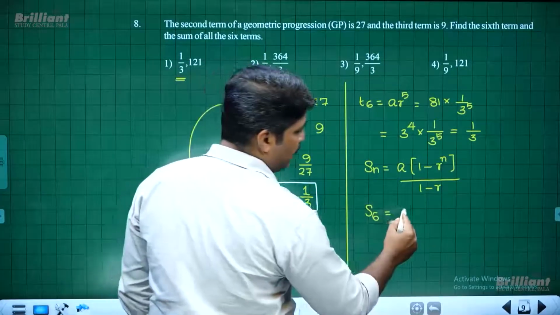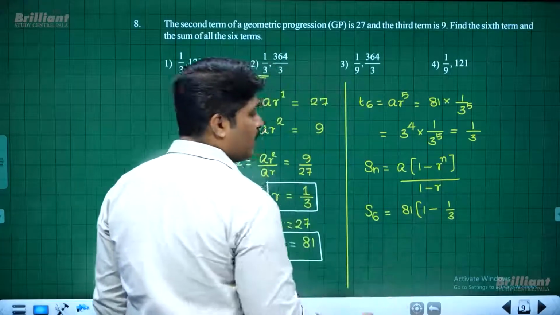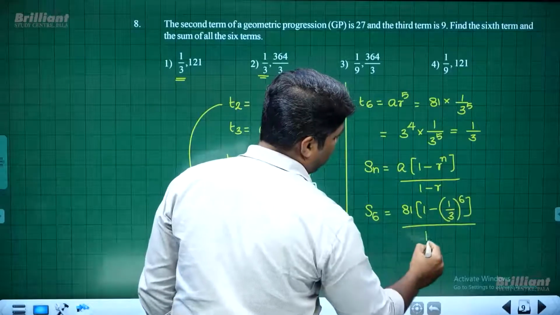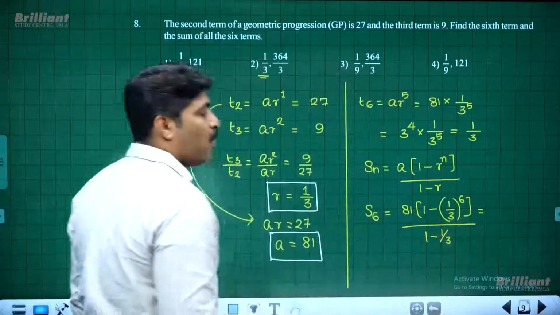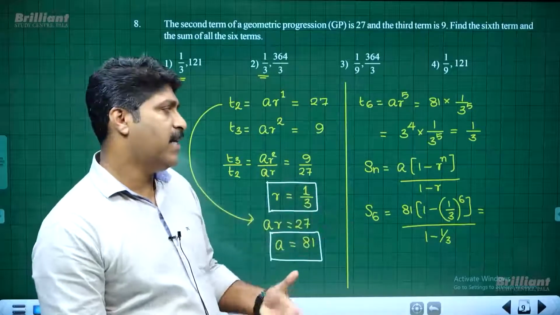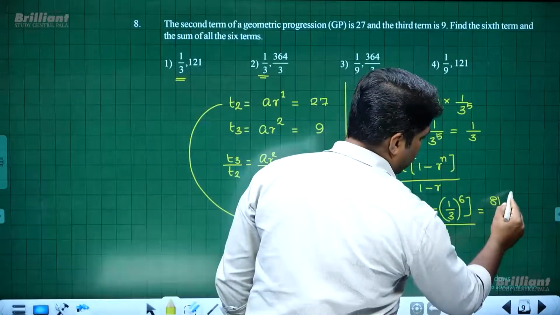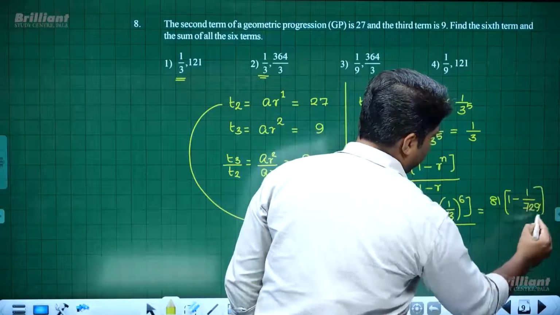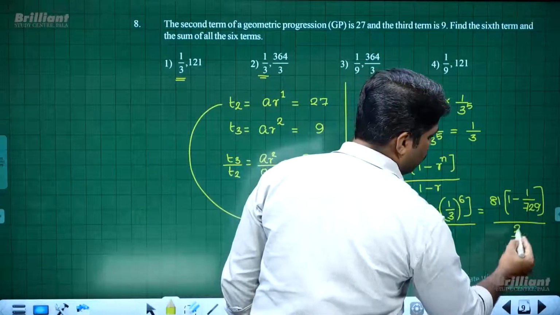What is the value of a? a is equal to 81. So 81 into 1 minus 1 by 3 raised to 6, divided by 1 minus 1 by 3. Here we can consider what 3 raised to 6 is. That is equal to 9 cubed, which is equal to 729. Like that we can easily conclude it. So this is 81 into 1 minus 1 by 729, divided by 1 minus 1 by 3, that is equal to 2 by 3.